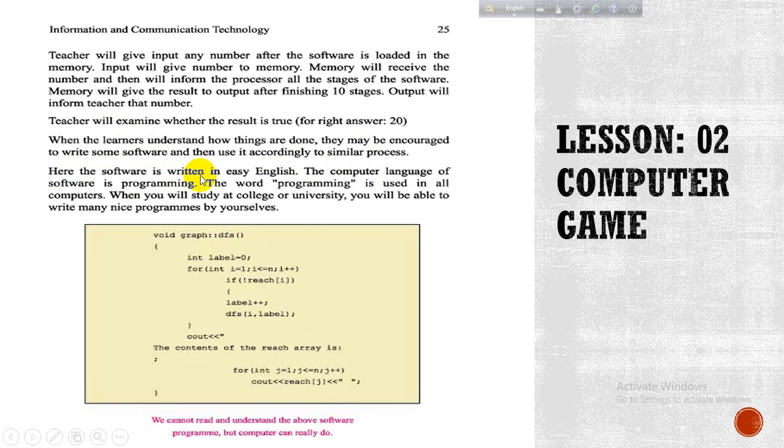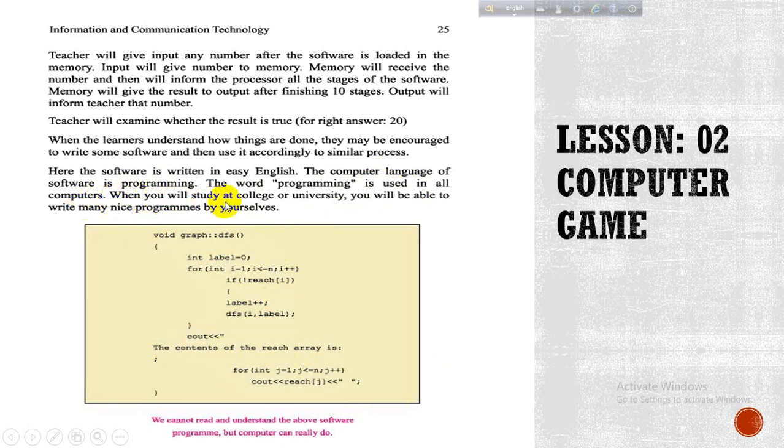So here the software is written in easy English. The computer language of software is programming. There we can see a box, and in that box there is a programming language. The language is in English so that you can understand very easily. The computer language of software is called programming. The word programming is used in all computers. That means in all computers there is programming.